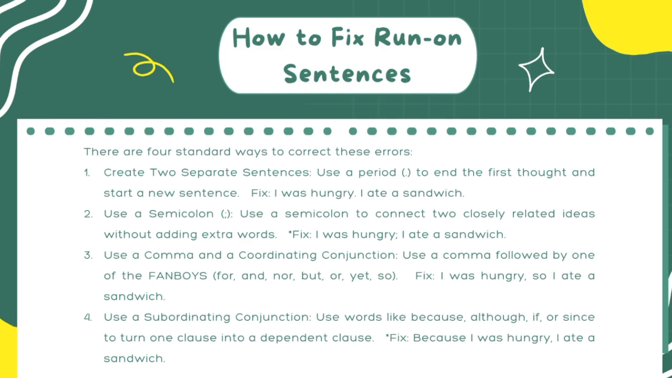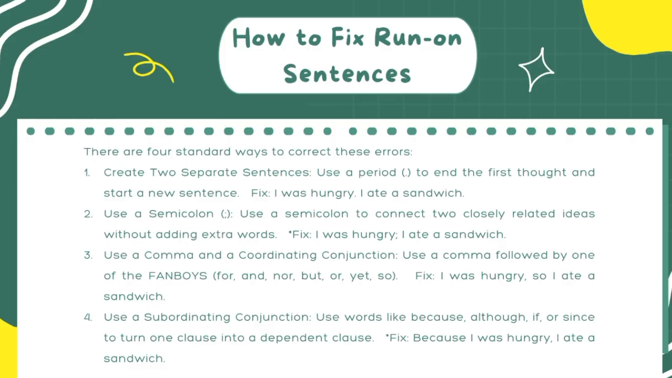There are four standard ways to correct a run-on sentence. The first: create two separate sentences. Use a period to end the first thought and start a new sentence. Fix: "I was hungry. I ate a sandwich." Second: use a semicolon. Use a semicolon to connect two closely related ideas without adding extra words. Example: "I was hungry; I ate a sandwich."